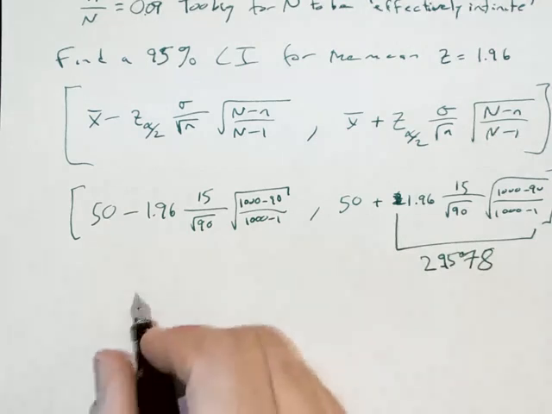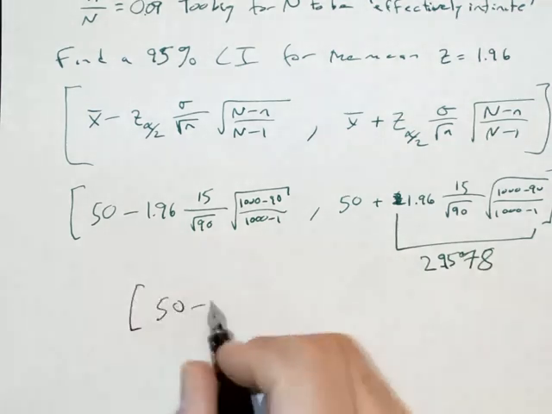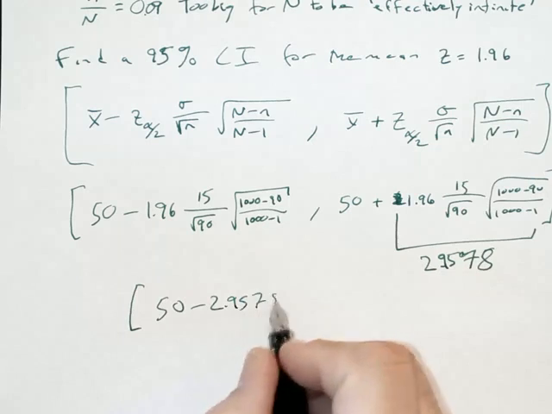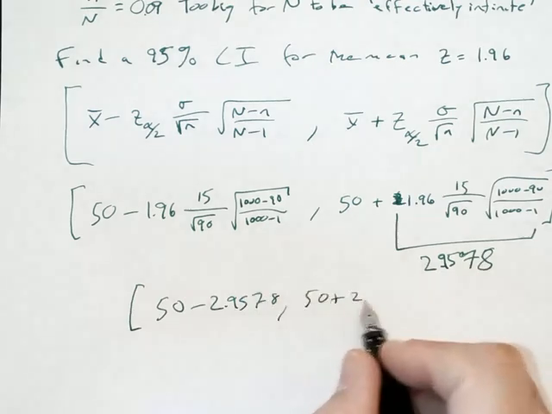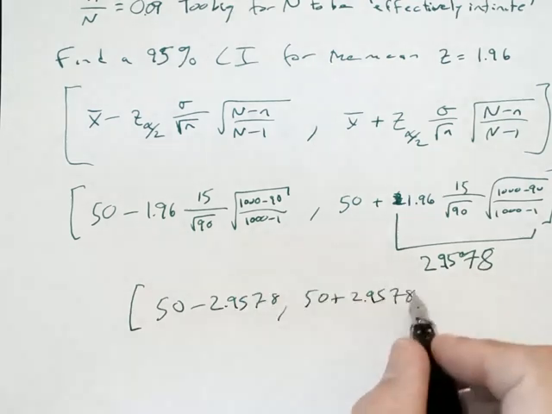So now my confidence interval is 50 minus 2.9578 and 50 plus 2.9578.